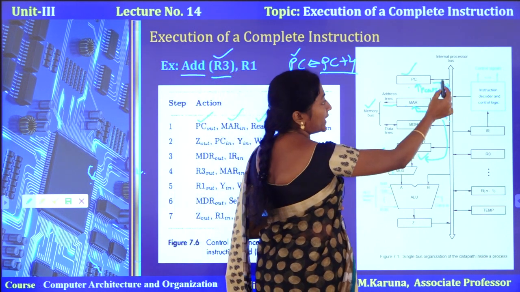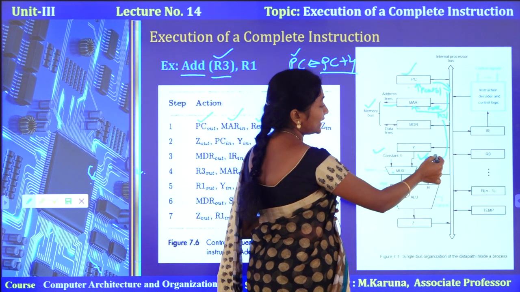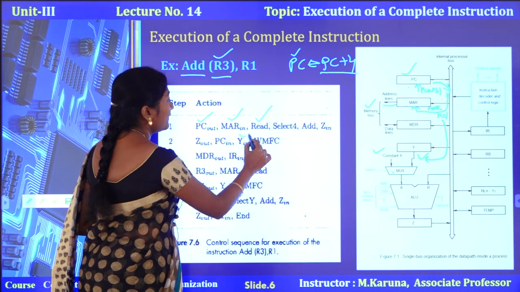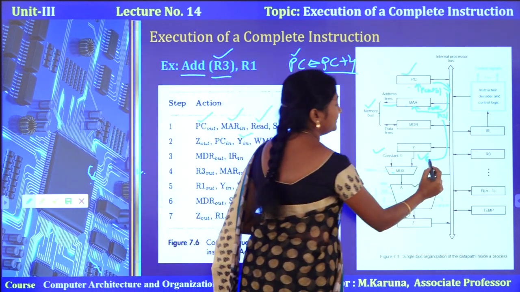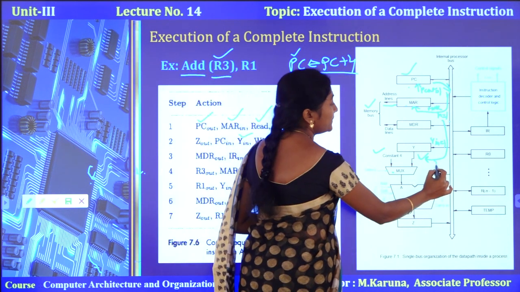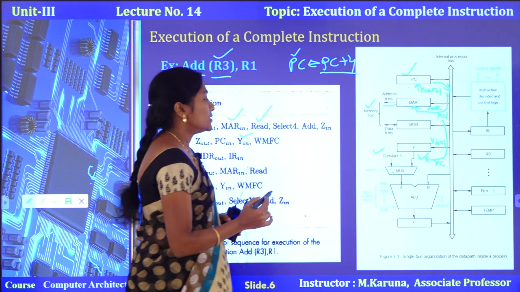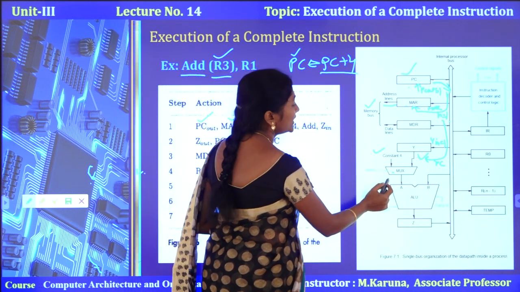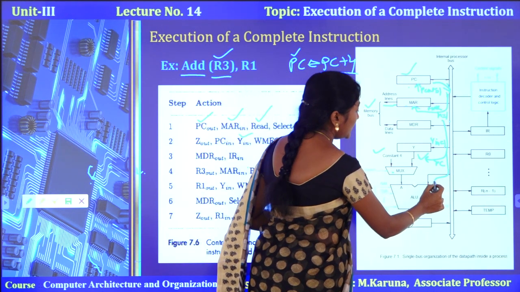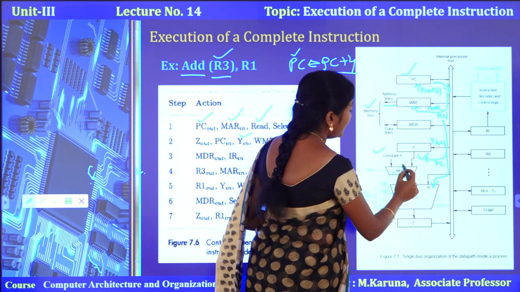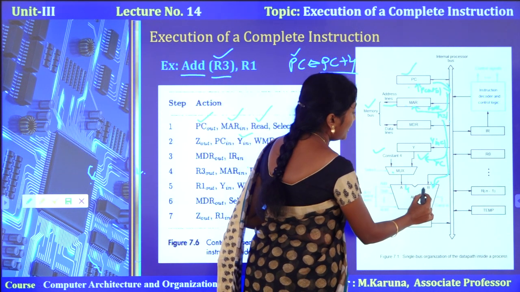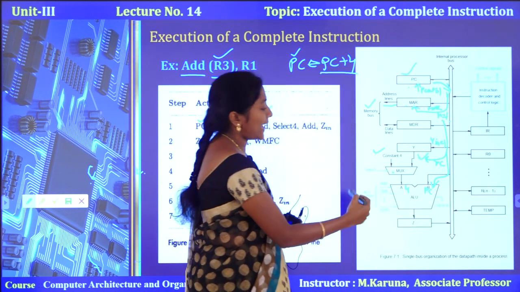So, the content of PC available in the internal bus is then transferred to Y by making Yin equal to 1. Here Yin is equal to 1. This is the PC address. Now, the mux selects constant 4. So, here PC is coming through the internal bus through B and this 4 will be selected, then 4 and the content of PC will be added.